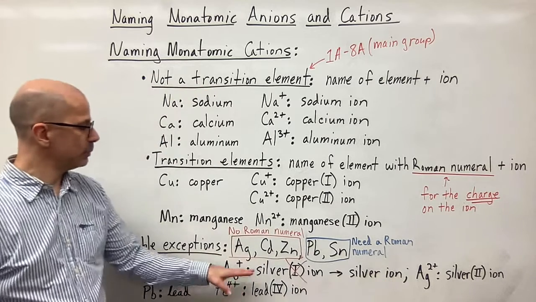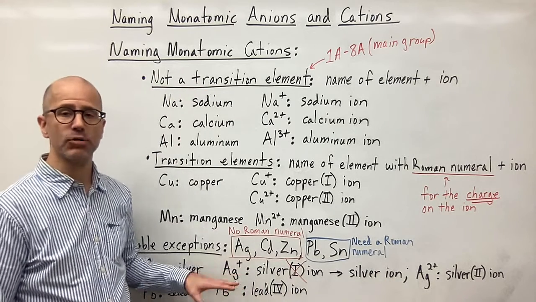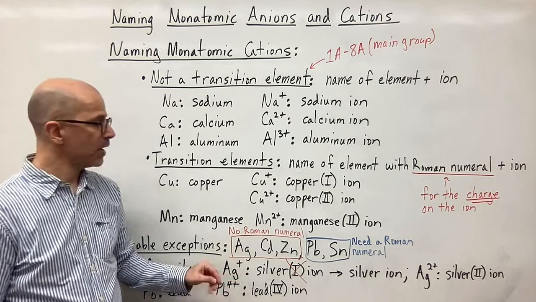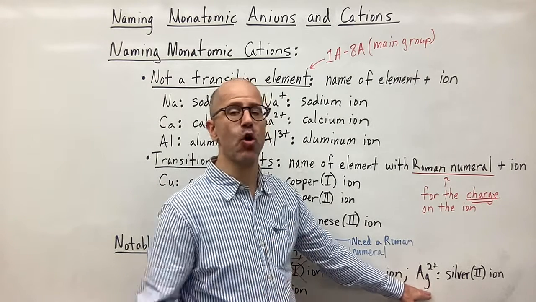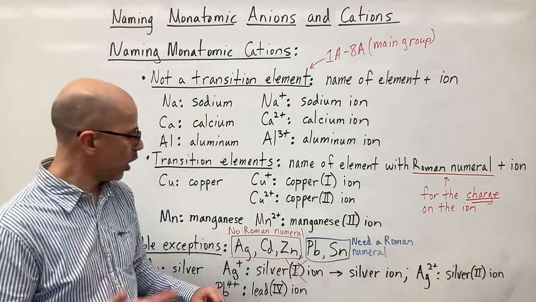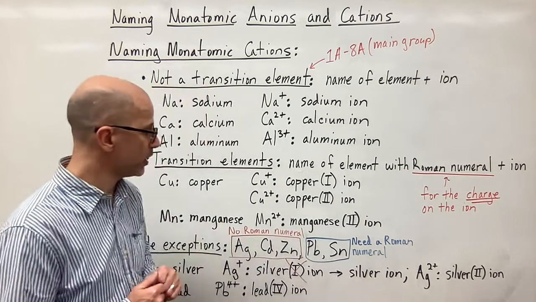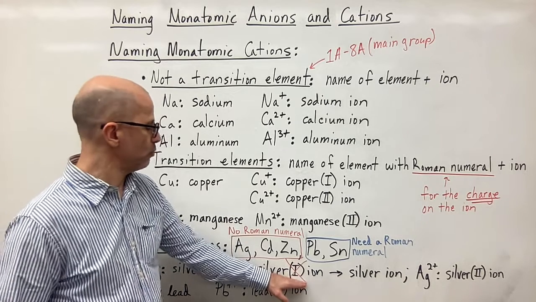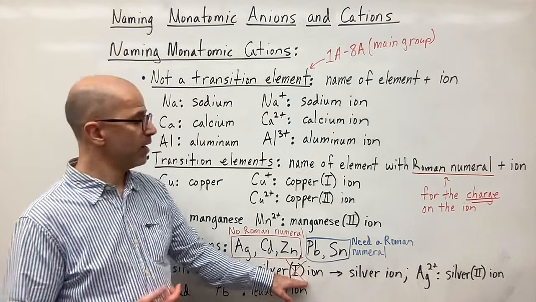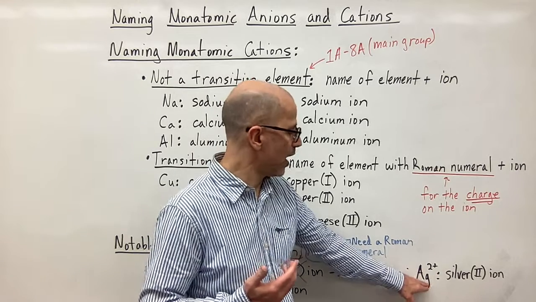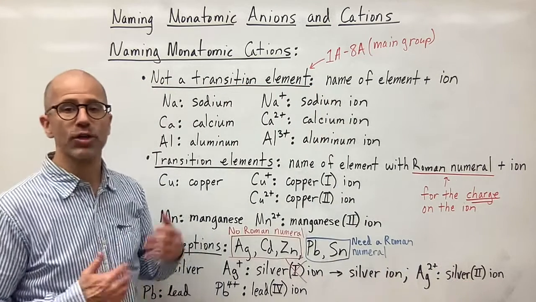The reason for that is because the +1 charge on the silver ion is by far the most common charge on your silver. Now, silver can have a 2+ charge, but it's so rare that we don't really distinguish between silver 1 and silver 2. We do distinguish between them, but we don't give a Roman numeral to the silver because that is by and large the most common charge you're going to have. And if there is a silver 2 ion, then we call that silver 2 with the charge. But we don't use a Roman numeral for silver plus.